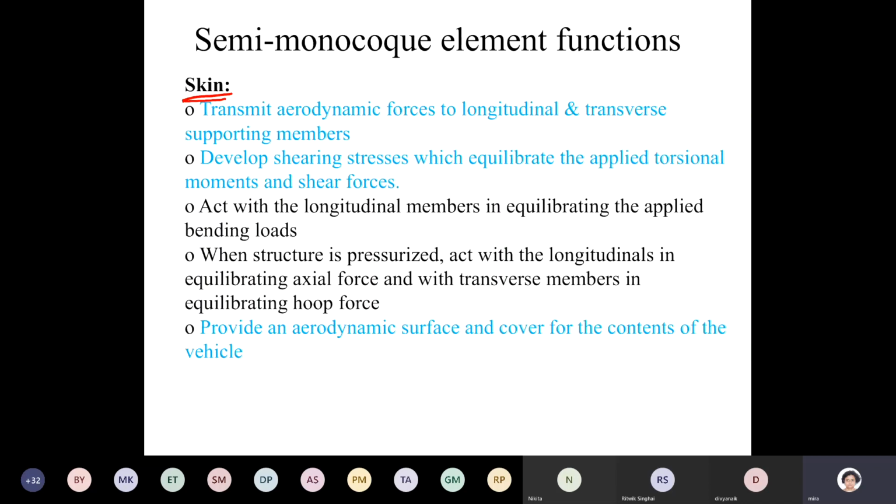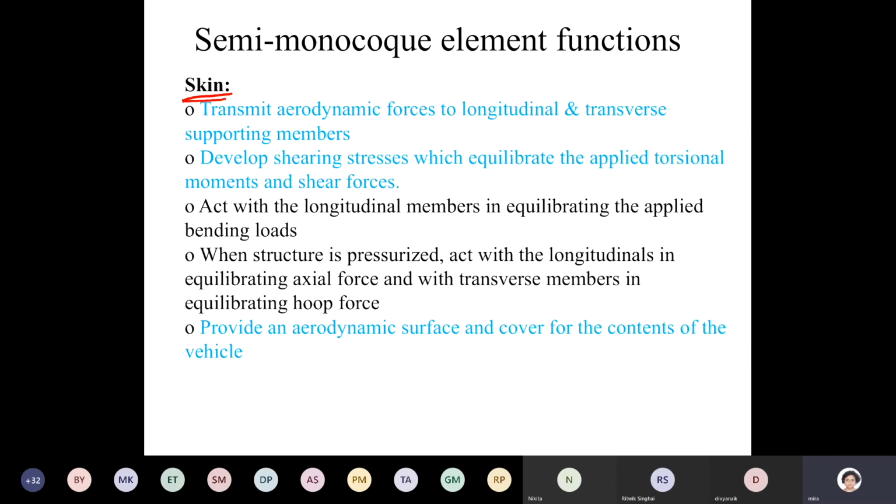The third important function of skin is to provide the aerodynamic surface and cover for the content of the vehicle. All of you might know that the wing has the fuel tank, the fuel storage and other instrumentation. So the skin also provides a cover along with providing the aerodynamic surface for the wing as well as the fuselage.